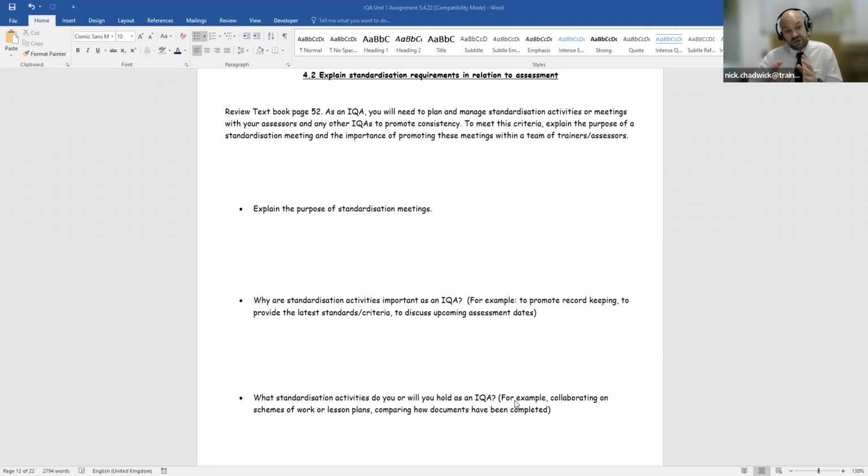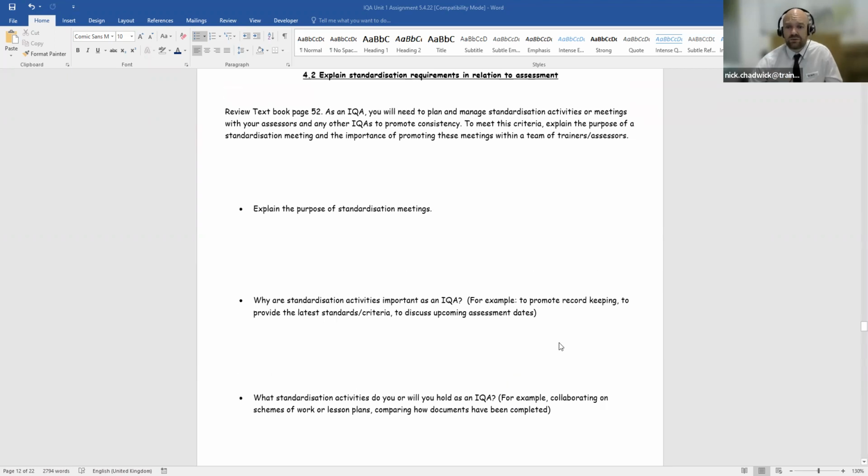Okay. As an IQA, you will need to maintain standardization meetings. How often these are planned and carried out, it will depend on perhaps the awarding body advice. We perhaps meet once a month, but you could meet once every 3 months, for example. But do regularly check in with your team to make sure that they're using the latest standards and criteria.